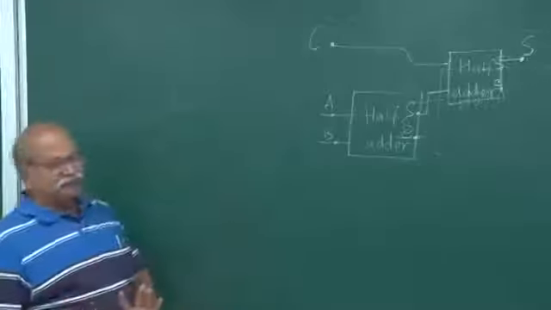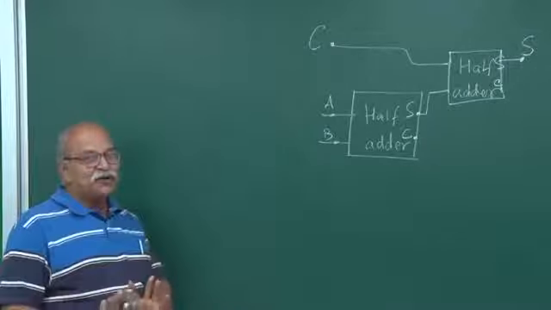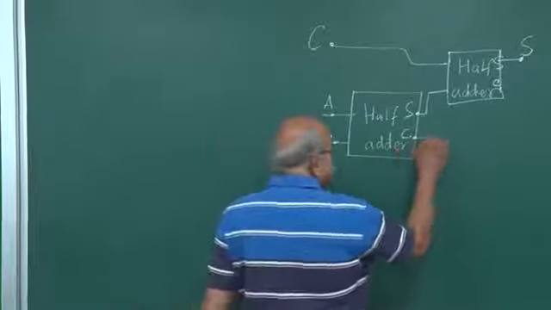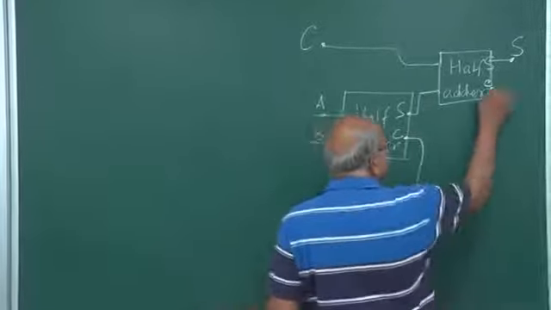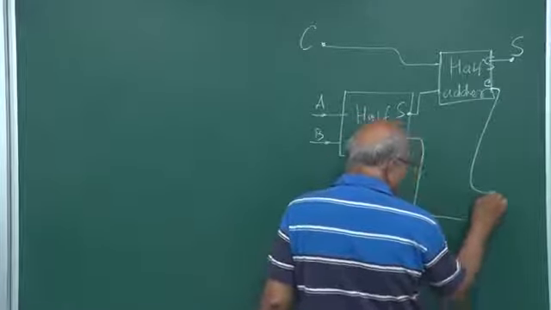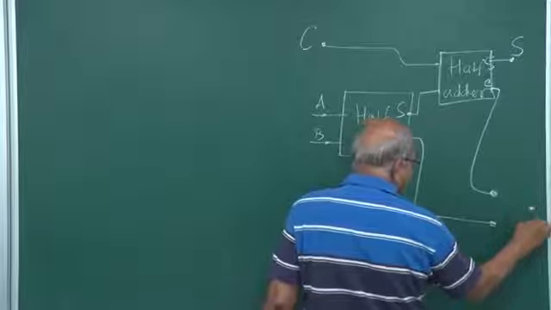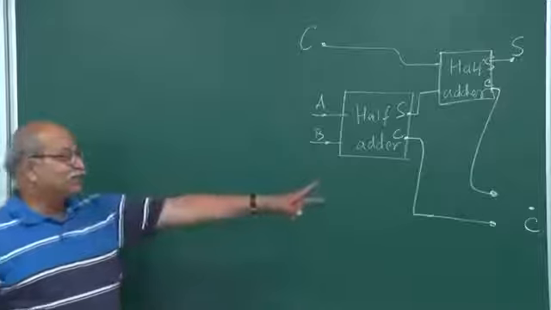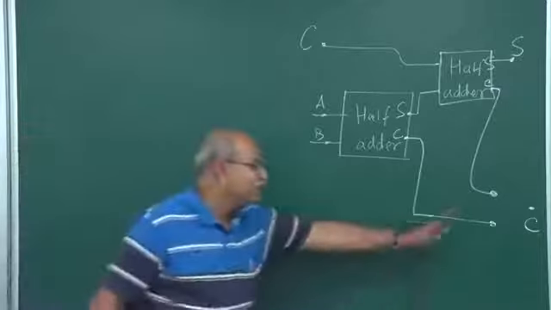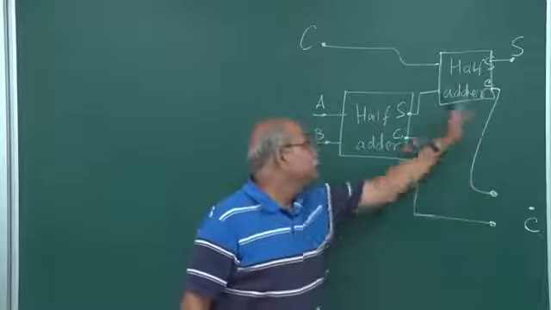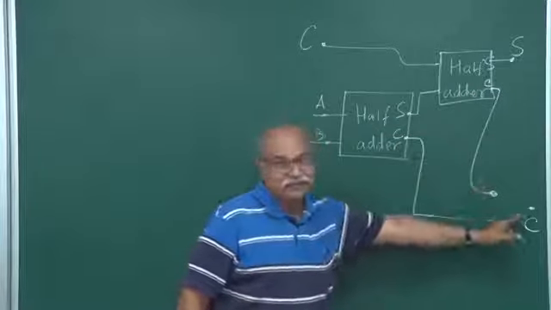Let me tell you how to get that final carry. You have a carry here and you have a carry here. Look at these two and the final carry, and construct the truth table and see what kind of circuit is needed here. These two intermediate carries will finally make this final carry.